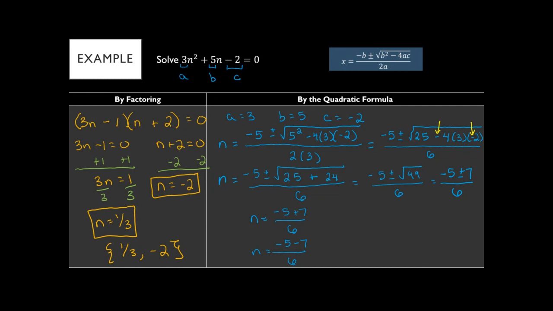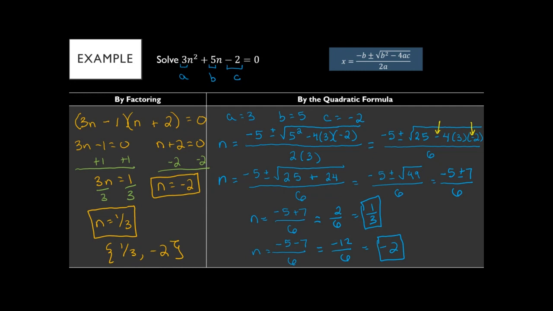And then here, we need to actually simplify on the top, do our addition and subtraction. So the first one I have is negative 5 plus 7. So that comes to 2. So that's 2 over 6, which reduces to 1/3. And then the second equation, negative 5 minus 7 is negative 12. So negative 12 over 6 divides to negative 2. So you get the same answer, but it's a lot more work.